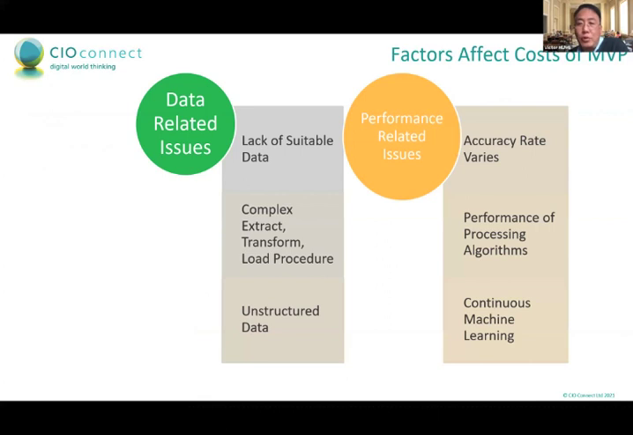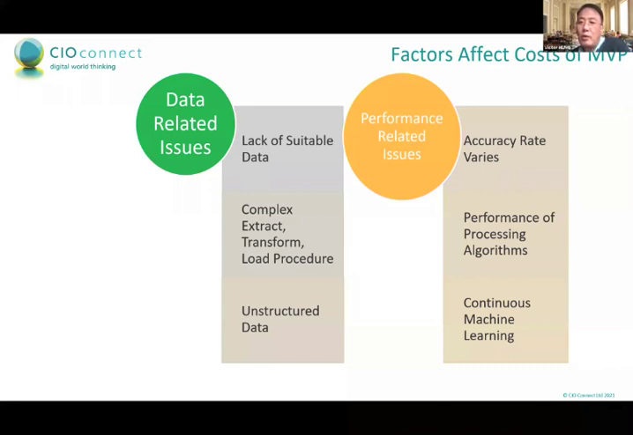There are two related costs associated with any AI development project. One is the performance-related issue. It depends on what kind of processing algorithm you use: natural language processing, image processing, or speech recognition. Those are different algorithms, so they involve different costs. Also, whether you want very high accuracy: the higher the accuracy, the higher the cost.